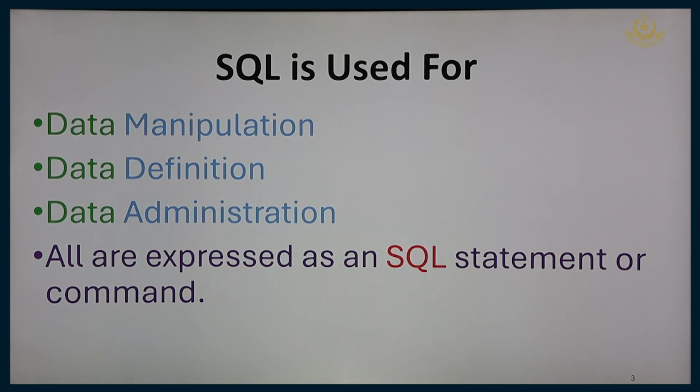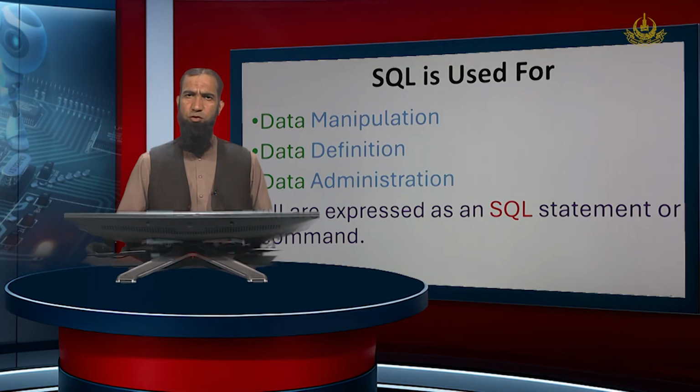SQL statements can be categorized into three main types. These are data definition, which is used to define and modify the structure of the database, such as creating tables, deleting tables, altering tables. For the creation of tables, we use the command create table. For modification in the structure of tables, for example adding or deleting some column, we use alter table commands. And for deletion of a table, we use drop table statements.